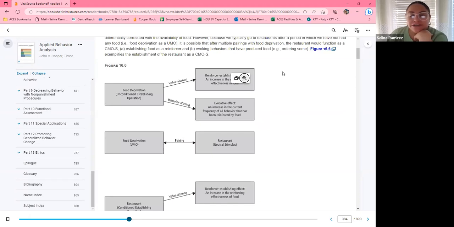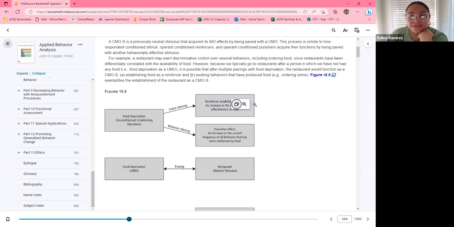So your reinforcer, oh, this thing is covering, I can't read it. Is that in the way for you guys too?